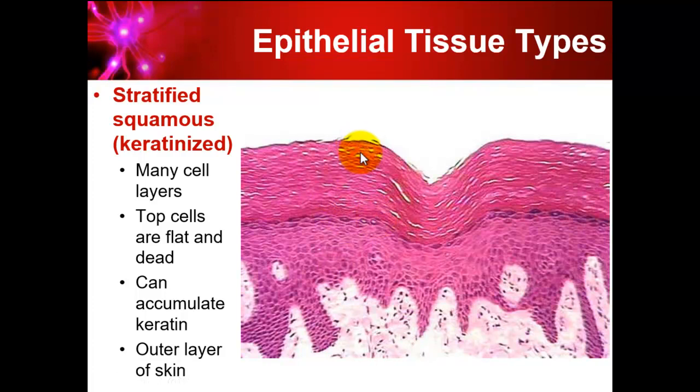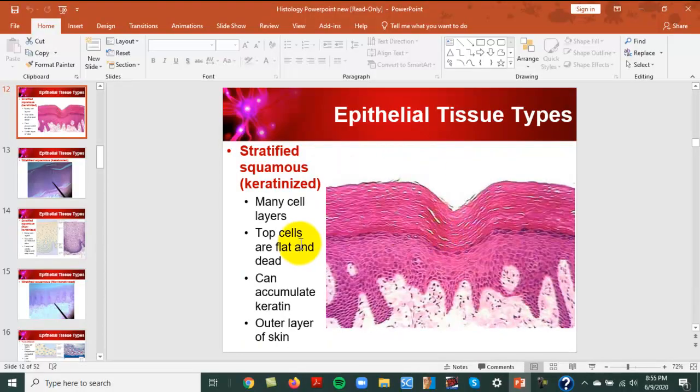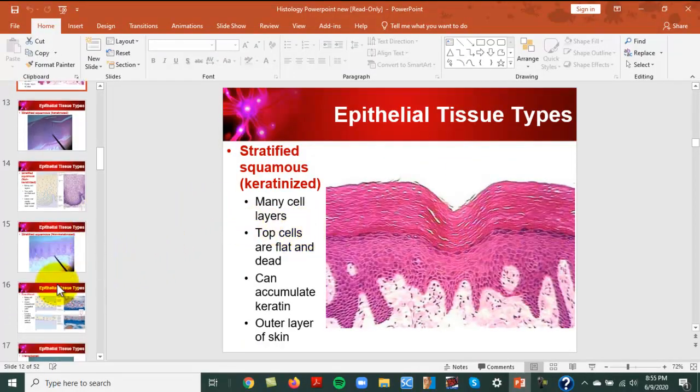Skin is a waterproof layer. It gets sloughed off every day. Skin is actually acidic. And then, like I said, the bottom layers here are being replaced. All these layers on top. So that is the keratinized stratified squamous epithelium.